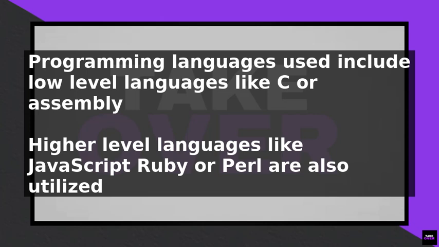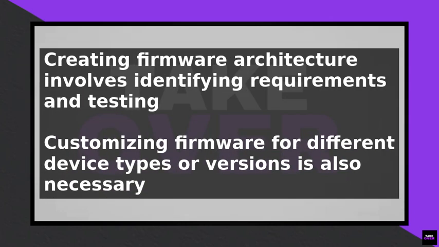For example, a candidate might explain that they started with C or assembly code but now use higher-level languages like JavaScript, C++, Ruby, or Perl, which are more efficient and enable them to create code specific to the device and its functions. Operational questions, which ask about the steps involved in performing a task, are also common.